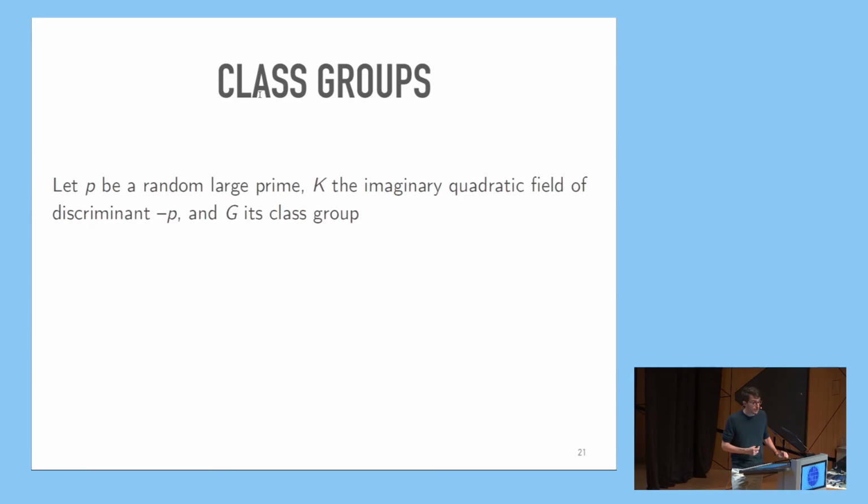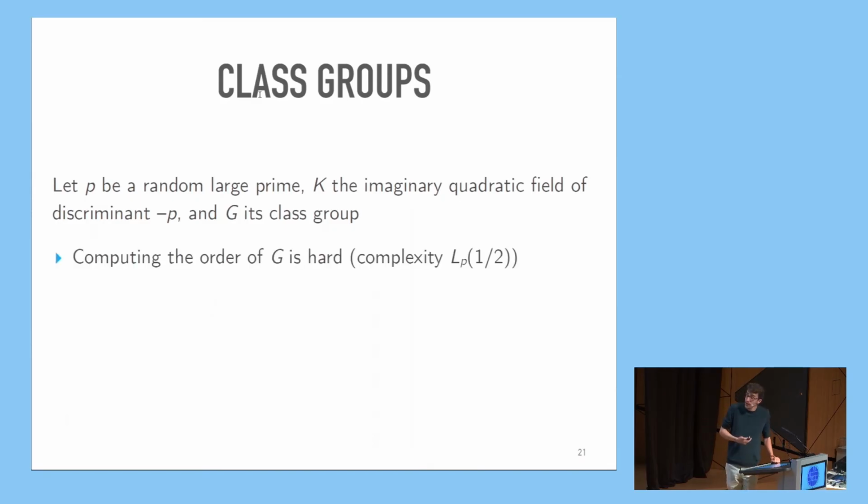A much more satisfying construction would be to use class groups, because it's very easy to generate class groups of which no one knows the factorization. You just have to generate a random large prime p. This prime doesn't have to be secret, so it's very easy to do. Then the imaginary quadratic field of discriminant minus p has a finite group associated to it called its class group, which I write G here.